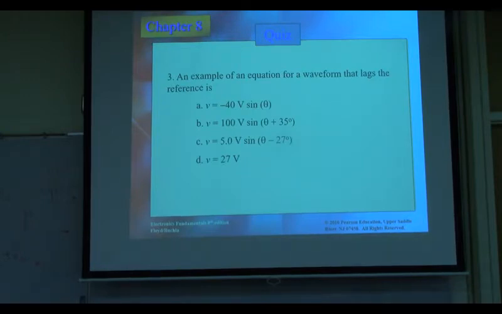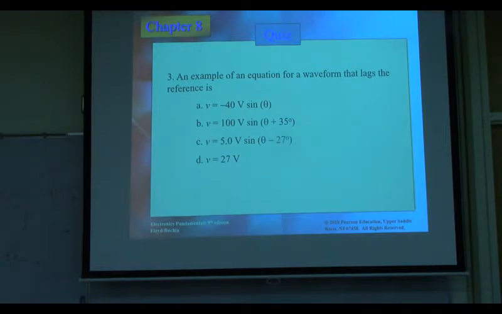Which is an example of an equation for a wave that lags the reference? What does it mean? That means we are talking about the phase. The phase is how you start. Suppose somebody comes in late: 9:45 is the reference, and if you are 5 minutes late, you are -5. So which one lags the reference? C, right? Here the data we use as the reference. If you have a phase of -27, then that lags the reference.